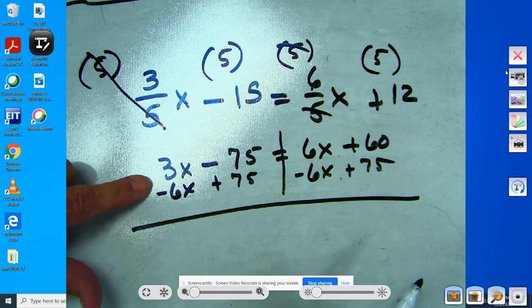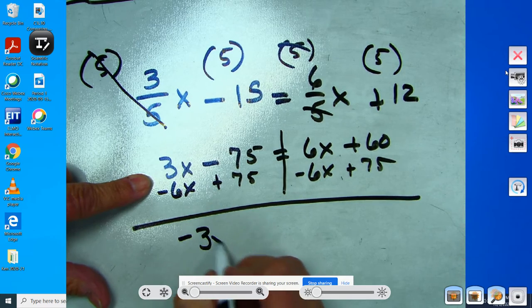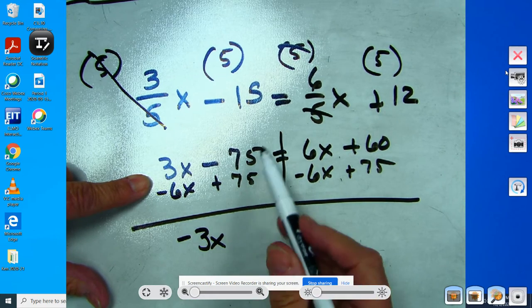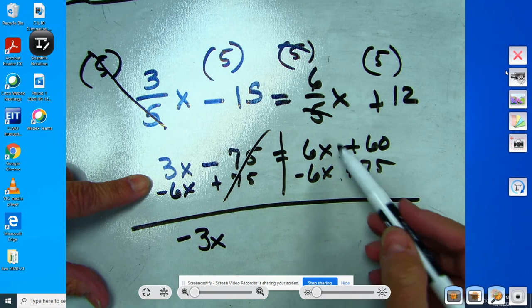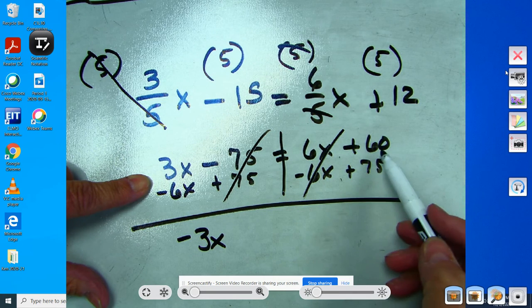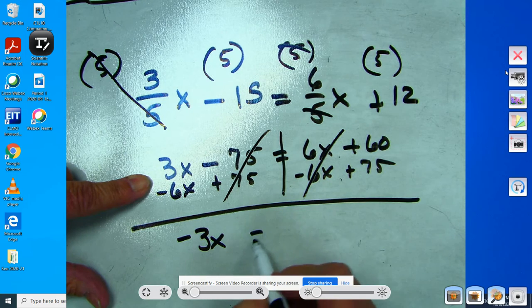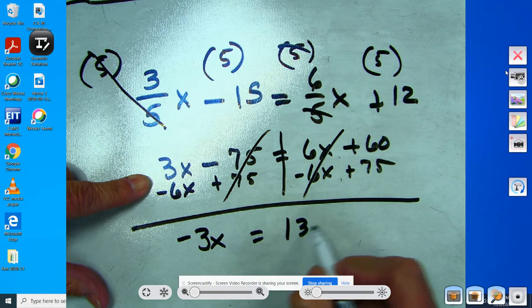Negative 6 and positive 3 is negative 3x. Negative 75 and positive 75 is 0. 6x and negative 6x is 0. And 60 plus 75 equals 135.